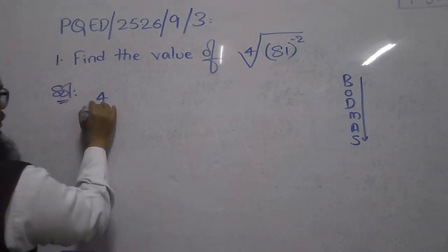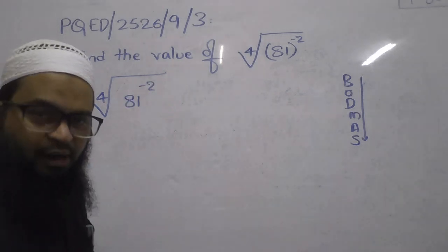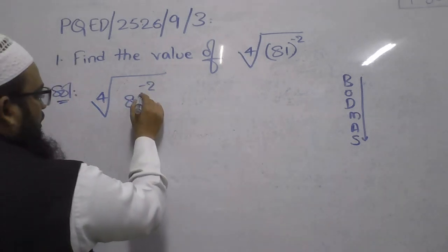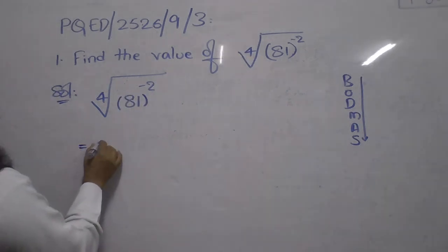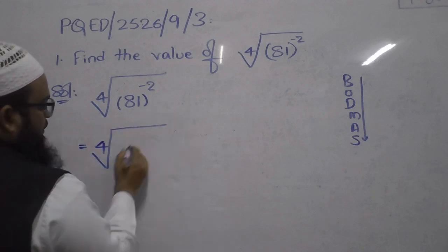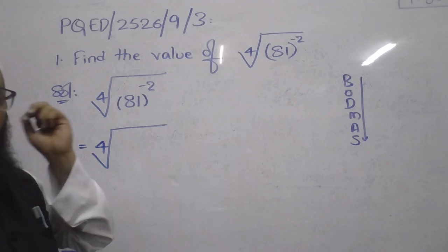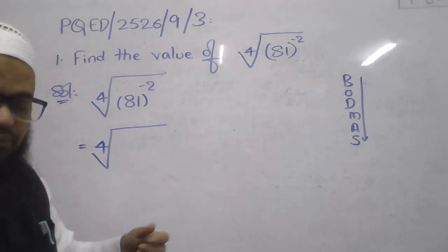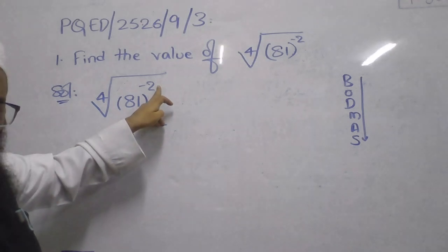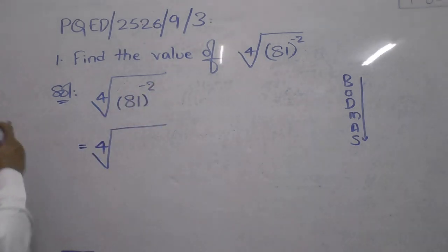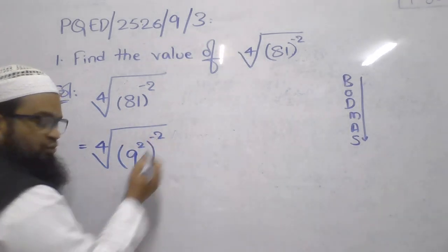So it is the fourth root of 81 whole to the power of minus 2. Is it right? So let us see, in the brackets, what do you have? 81 to the power of minus 2. That implies it is equal to the fourth root of, so 81, how can you write it as prime factorization or factorization? See, 81 we know is a perfect square, and you have power 2 over here, right? So can we write it as 9 square and whole to the power of minus 2?